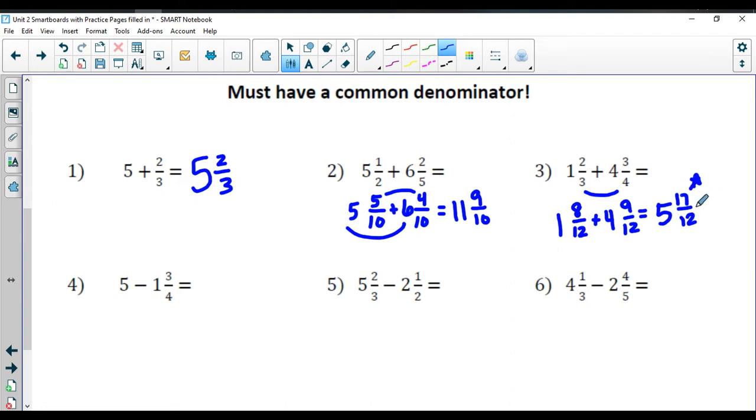So think about 17/12, and we talked about how to go from improper to mixed. What is 17/12 going to be as a mixed number? 17 divided by 12 is 1. You're going to have 5 remaining, so it's going to be 5/12. That 1 has to go in with our whole number. So our 5 is now a 6, and we have 5/12 there.